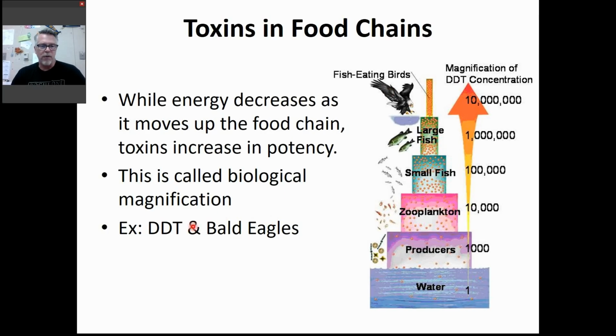We noticed that the bald eagle populations were crashing because the bald eagles eat this fish. This fish has eaten smaller fish and so on. The toxins have concentrated or magnified as you moved up the food chain, and so the bald eagles were being killed by DDT because it was a huge dose of DDT, far more than anyone saw in the water. And so we realized that this biological magnification process was killing off the bald eagles. Okay, so that's an example of biological magnification.